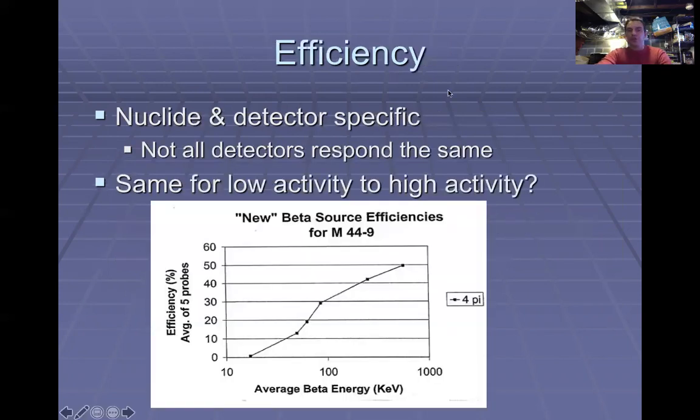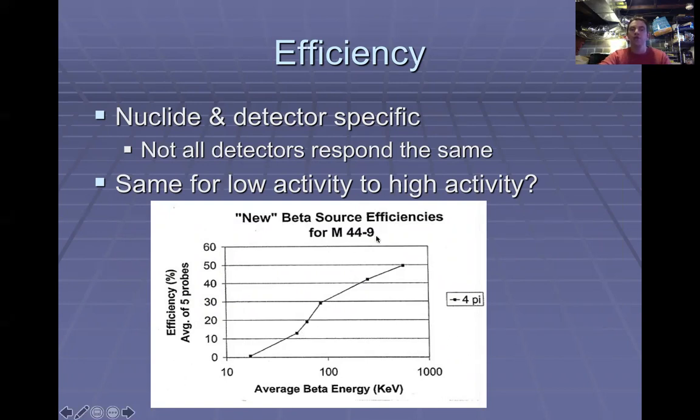It's important to measure efficiency. I had mentioned efficiency in terms of the flat detectors versus the well detectors. But you'll notice that every instrument has an inherent efficiency for a certain energy radiation. You can make charts like this that show about what efficiency you would expect for certain energies.